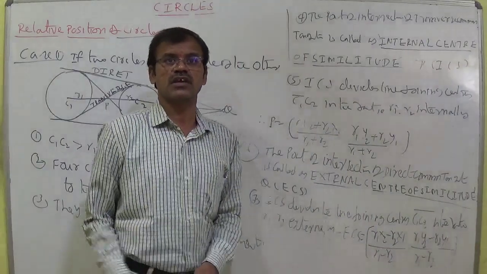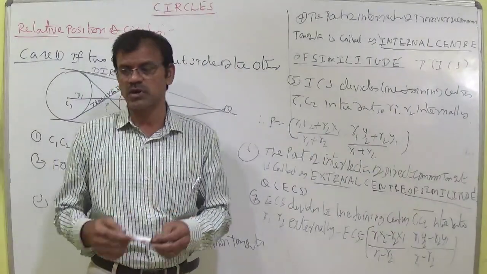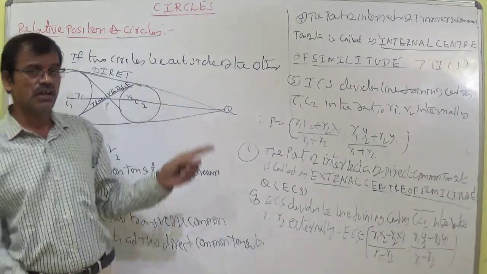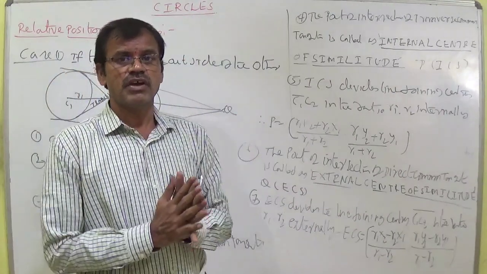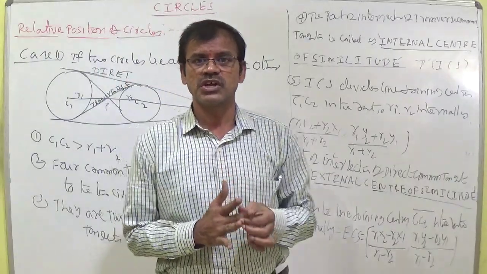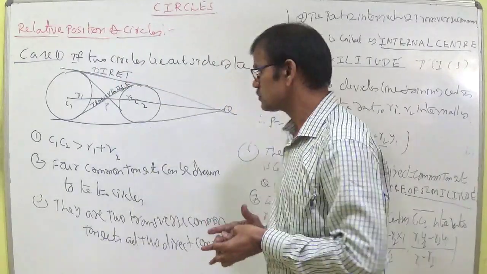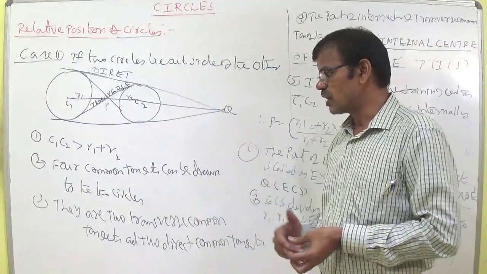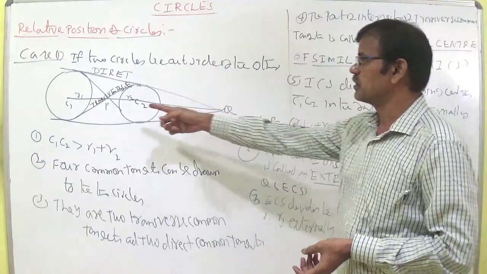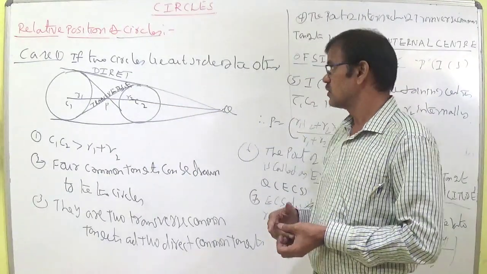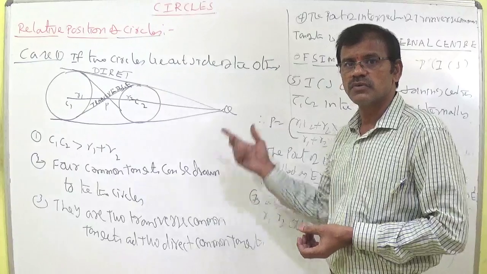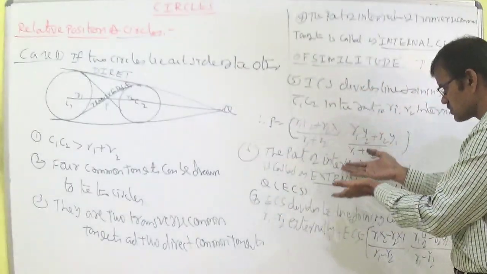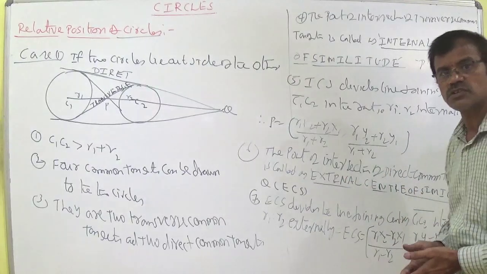How many points are there here? 7 points we got. First one, in this case, two circles lie outside of the other. Whenever two circles lie outside of the other, the condition is C1 C2 greater than R1 plus R2 and 4 common tangents can be drawn. P is called the internal center of similitude and Q is called the external center of similitude. In the similar way, we have calculated the internal center of similitude and the external center of similitude.